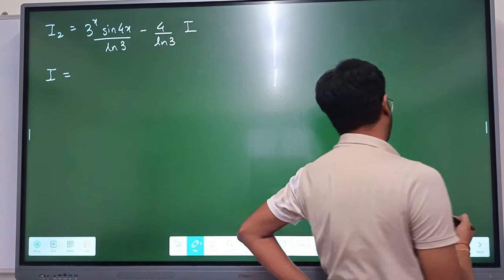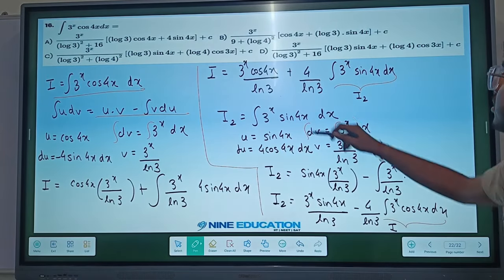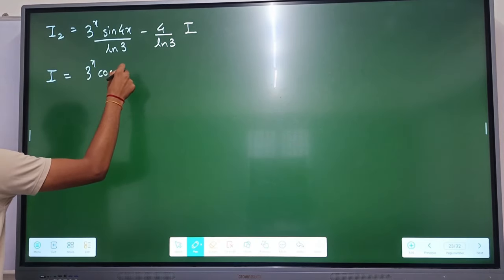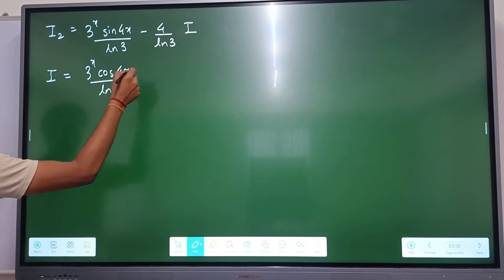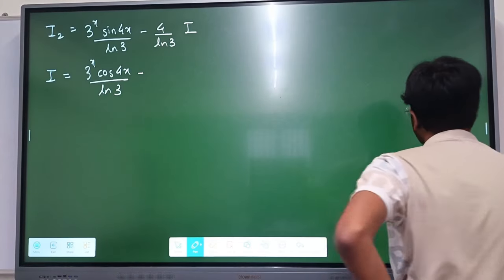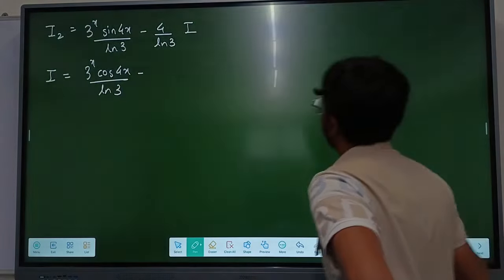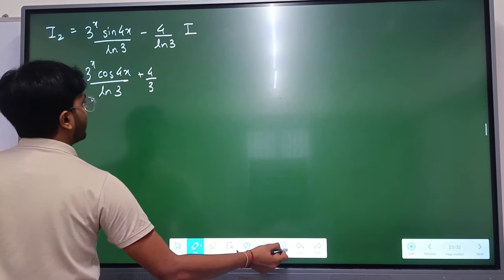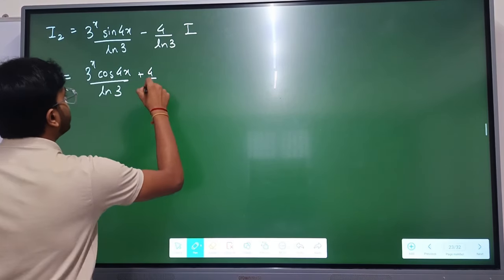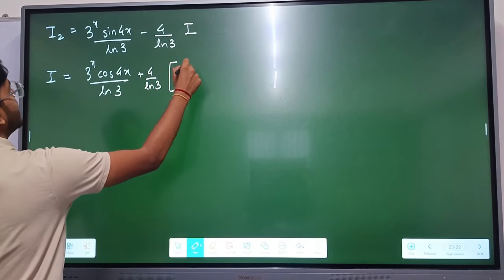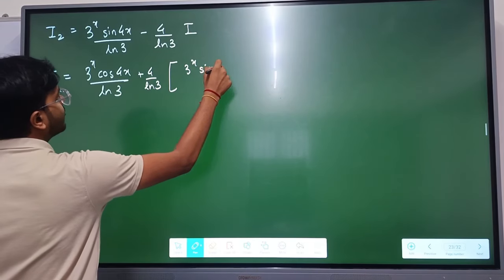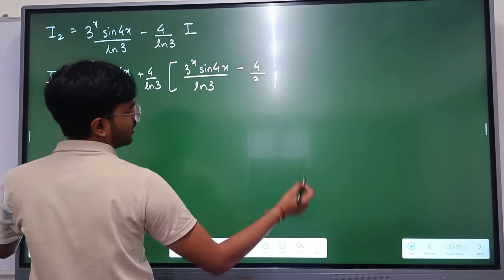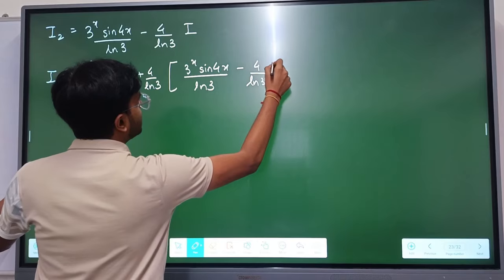I value in terms of I2 was 3 power x cos 4x by ln 3 plus 4 by ln 3 into I2. What is I2? 3 power x sin 4x by ln 3 minus 4 by ln 3 into I.